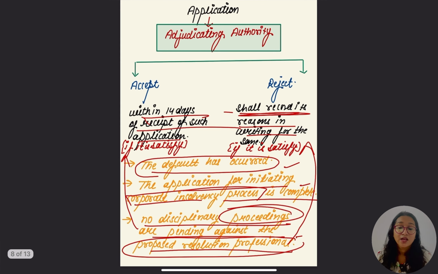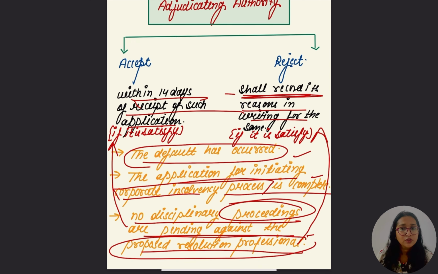On what basis is the AA going to accept or reject that application? First of all, the default has actually occurred. Second, the process is actually completed. To initiate that corporate insolvency process, that should be completed. Otherwise, the application is going to be rejected. If the conditions are satisfied, in that case, the application is going to be accepted. Otherwise, vice versa, it's going to be rejected. So first, the default has actually occurred. In that case, the application is accepted. Otherwise, it's going to be rejected. Second, the process to initiate the corporate insolvency process is actually completed. Otherwise, it's going to be rejected.